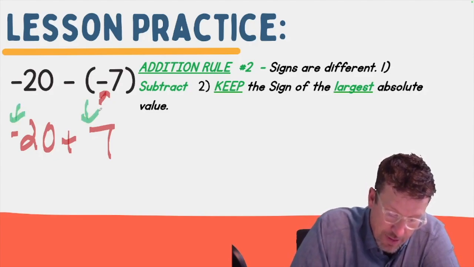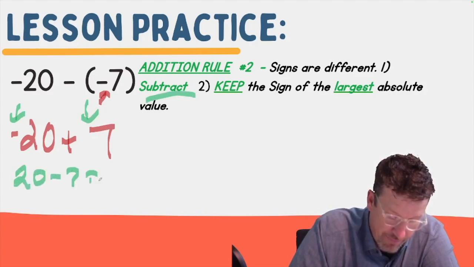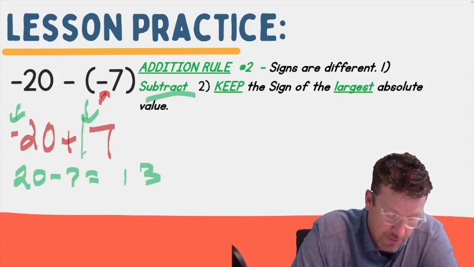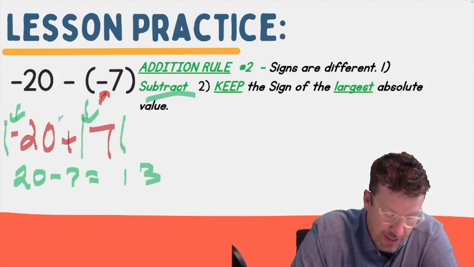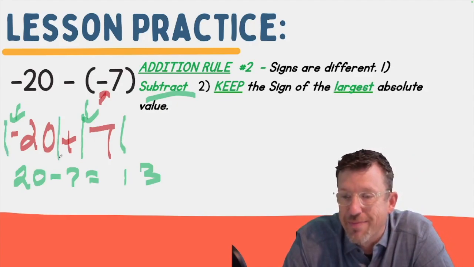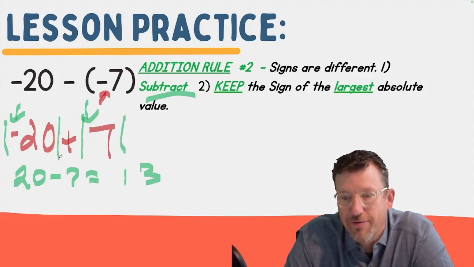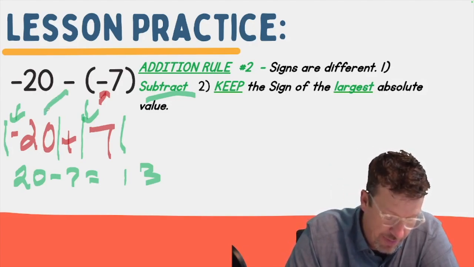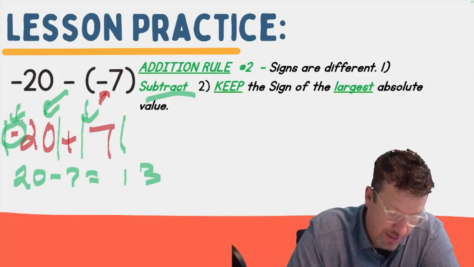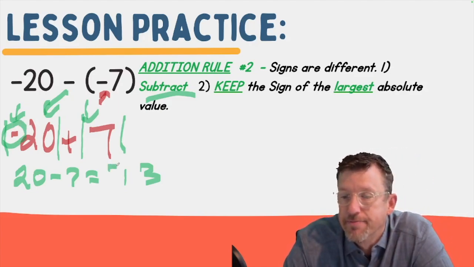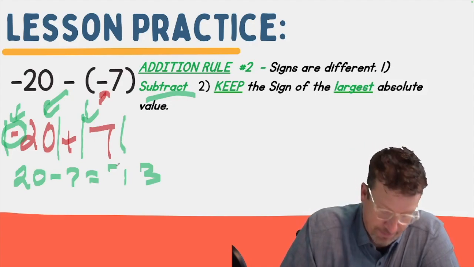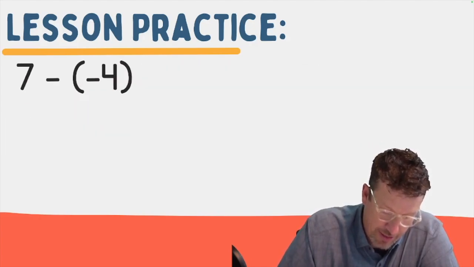So what do we do? We subtract. What is 20 minus 7? That's 13. Okay? And then you go back and say which of these, either the absolute value of 7 or the absolute value of -20, is going to be a bigger number? Yeah, the absolute value of 20 is going to be 20 away from 0. So since 20 was farther away from 0, had a bigger absolute value, we keep their sign. So it'd be -13. Switcheroo. Addition rule number 2. Signs are different. Subtract. Keep the biggest absolute value.